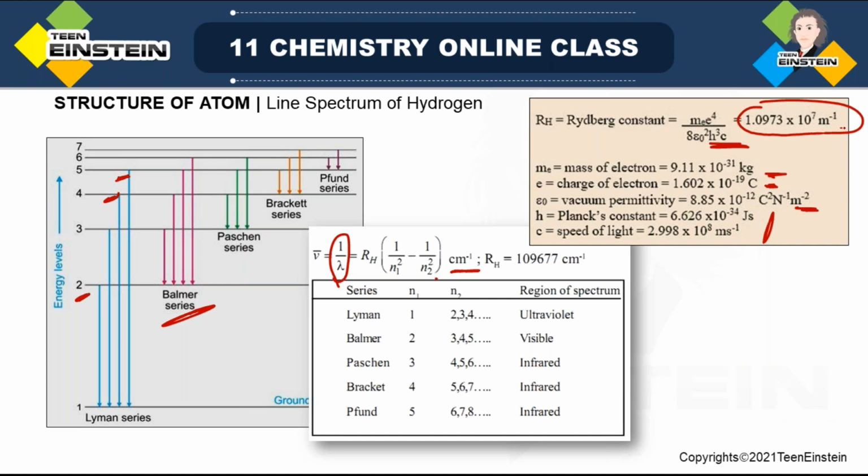Now look at the value, it is in meter inverse. When it is centimeter inverse, it is basically 109677. And now it is 10 to the power 7. So if I write it like this, 10973, 3 more zeros. Okay. So here we have total 6 digits. Here we have 2 more. So obviously it has to be, because when it is per centimeter, the value is less. When it is per meter, the value is high.